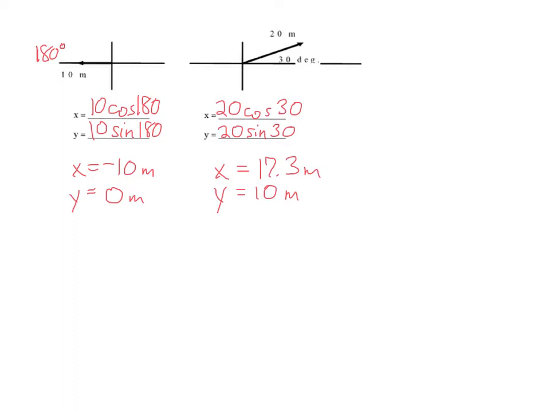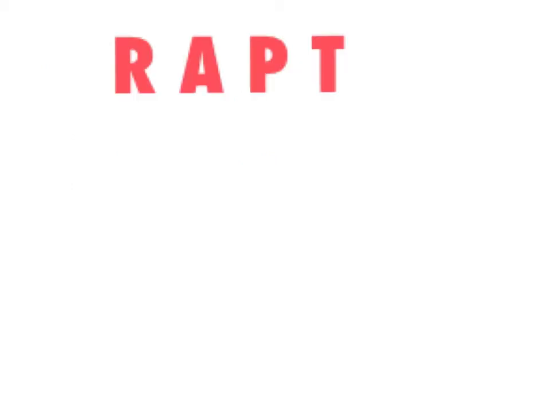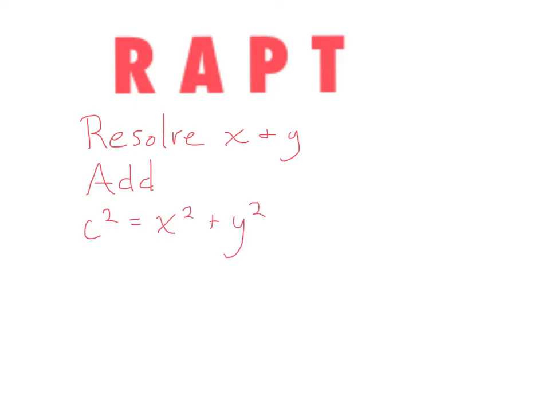Next, we need to explore what to do when there are multiple vectors so that we can find the magnitude and direction of the resulting vector. To resolve vectors by the component method, we will use the RAPT system. First, we will resolve the x and y components. Next, we will add these together for each x and y. Next, we will use the Pythagorean theorem to determine the magnitude of the resultant. And finally, to determine the angle, we will use the tangent of theta.